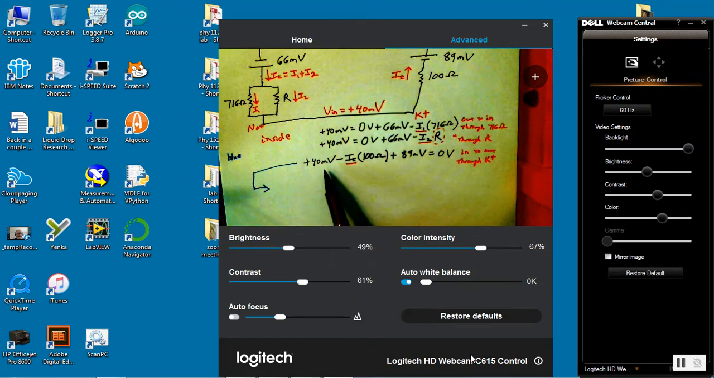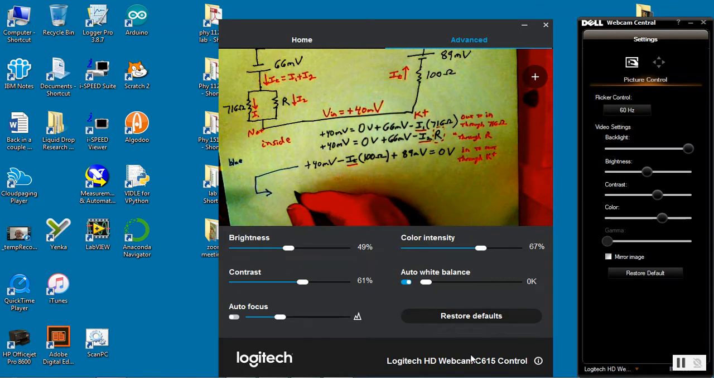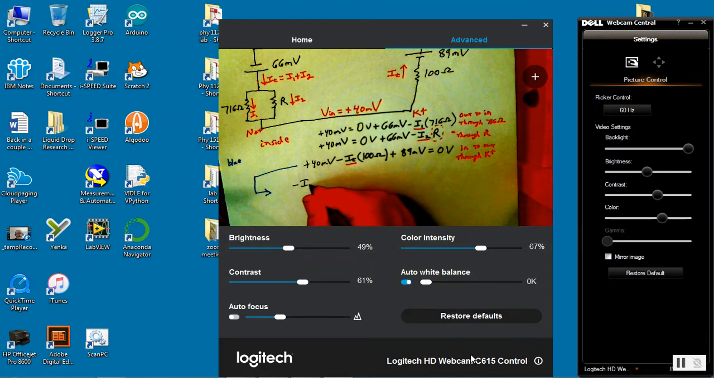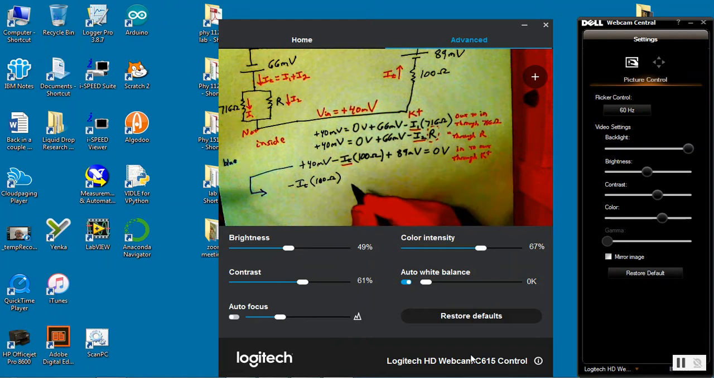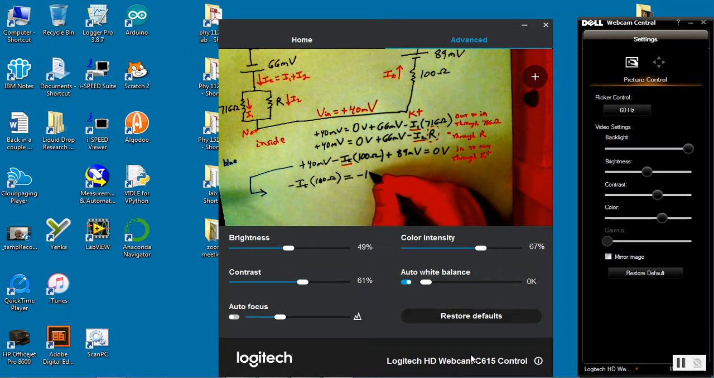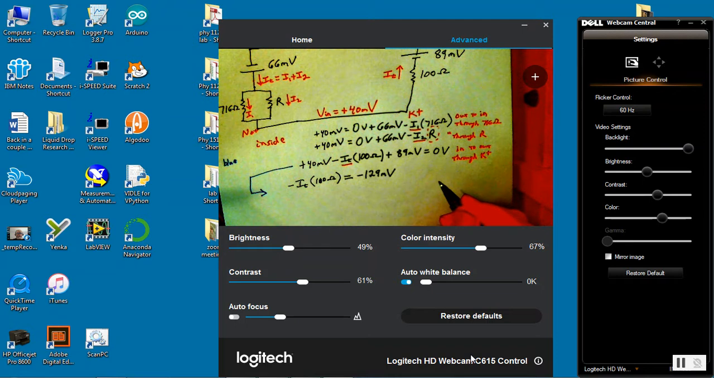Okay, do some algebra. We can move these voltages that are numbers to the other side, subtract these numbers from both sides. So we'll have minus IT times 100 ohm resistor equals, and when I subtract this from both sides, I get a negative 129 millivolts.